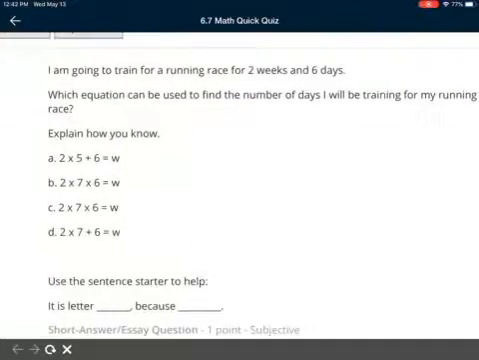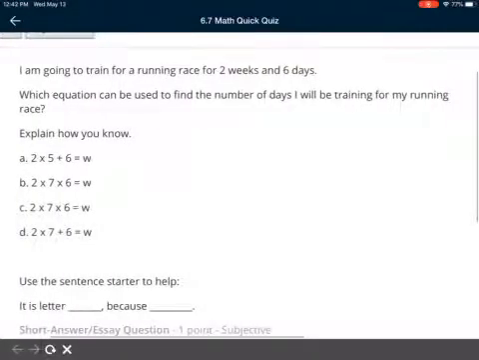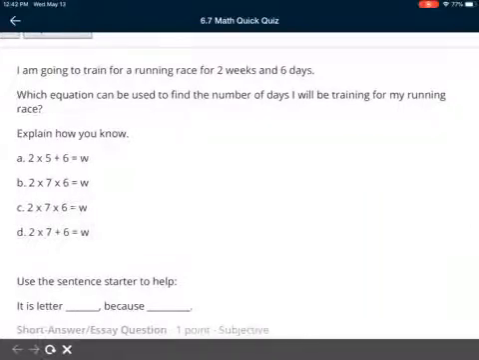But number one says here, I'm going to train for a running race for 2 weeks and 6 days. Which equation can be used to find the number of days I'll be training for my running race? And explain how you know. You've been doing really well explaining your reasoning, which is really, really important.